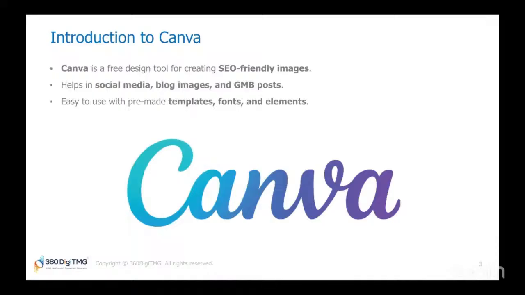What is the purpose of Canva? The main purpose of Canva in digital marketing is that we can create social media images and posts, and also blog images without depending on a designer, and also GMB posts. That is the purpose of Canva. With the help of pre-made templates, fonts, and elements, we can edit the Canva designs.